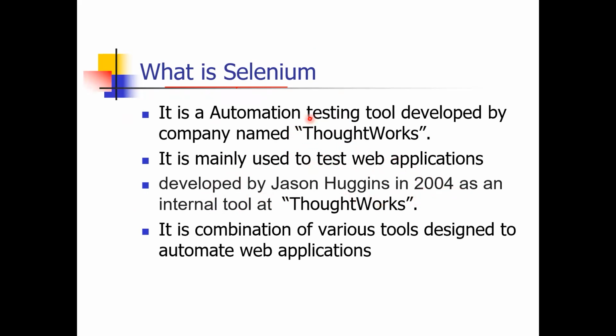So in short, what is Selenium? Selenium is a testing tool, an automation testing tool, not manual. It is used for testing web applications. But remember, Selenium is not a single tool. It is a combination of various tools designed to automate web applications.